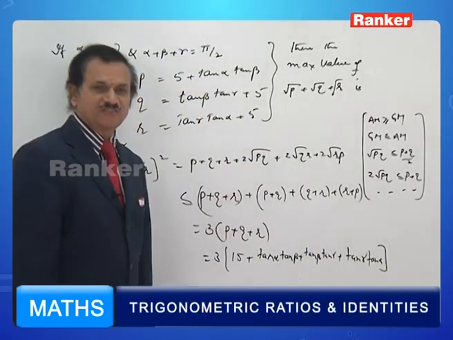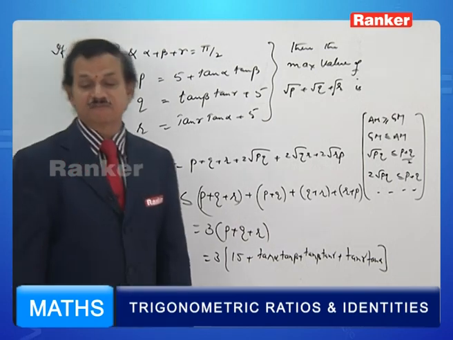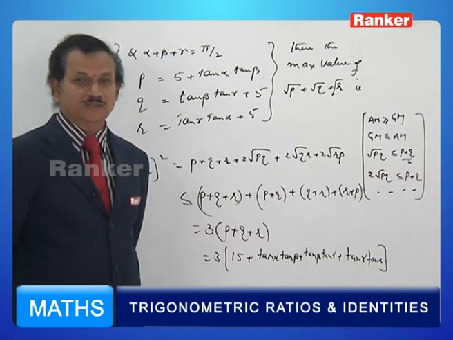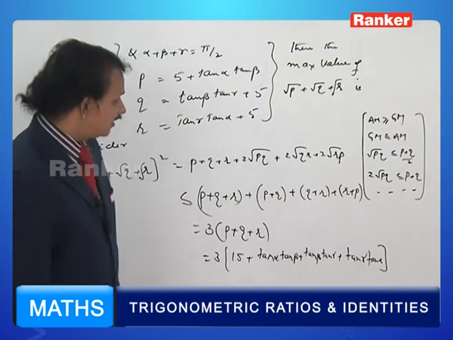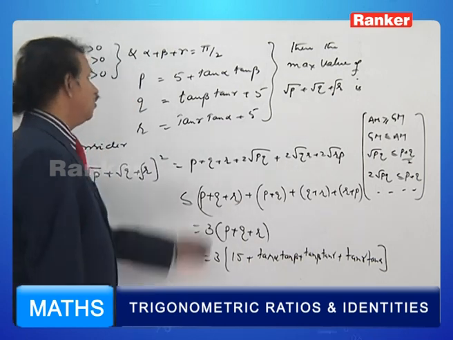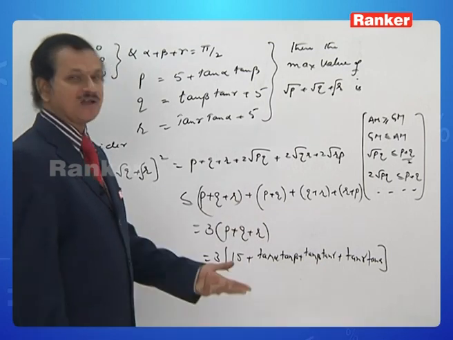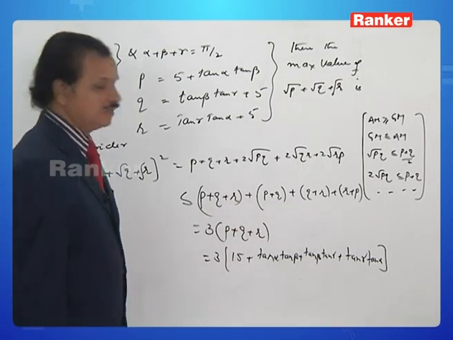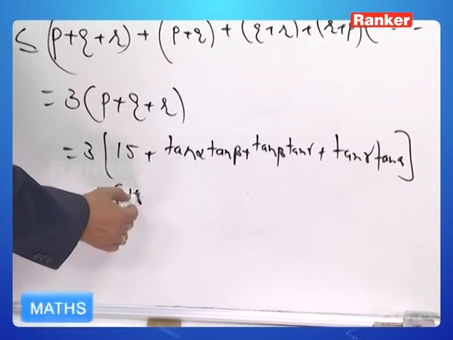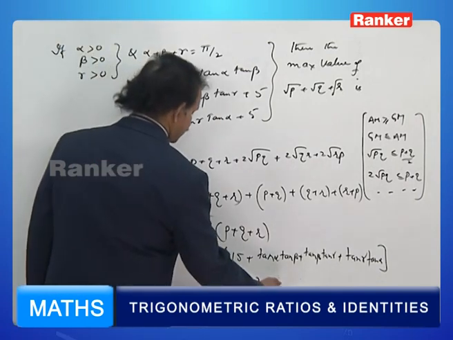And at this juncture, at this position, you may have to recollect one of the famous identities. And we need it. Yes. What is tan alpha tan beta plus tan beta tan gamma plus tan gamma tan alpha when alpha plus beta plus gamma is pi by 2? It is 1. It is one of the famous identities, you know. So this is equal to 3 into 15 plus 1. 15 plus 1 is 16, 16 threes are 48, isn't it?